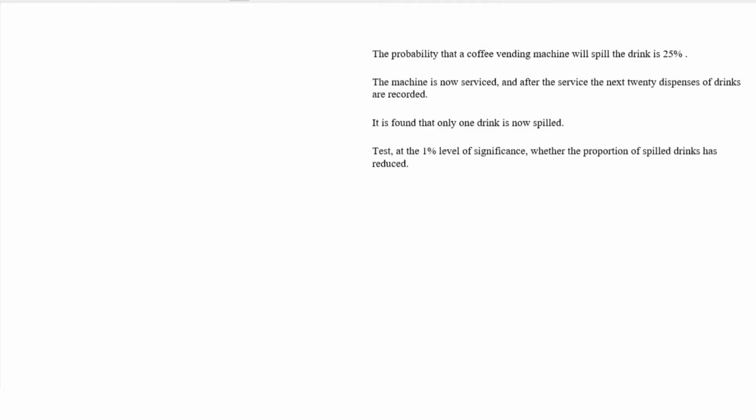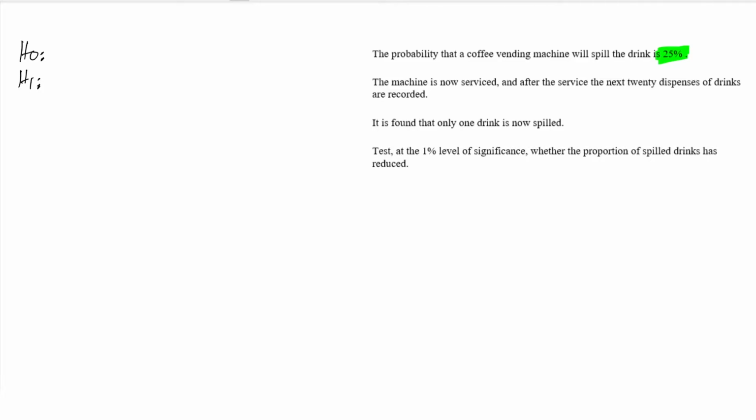So this is a hypothesis test question, and I hope that you can recognize that. We're going to pull out all of the important information and use that to state the null and the alternate hypothesis. Firstly, we were given a proportion of spilt drinks, and that was 25%. So 25% of drinks are going to spill. Basically, the machine is putting too much liquid into the cup and it's overflowing. The machine is now serviced, so they've tried to fix the machine. They want to fix that problem.